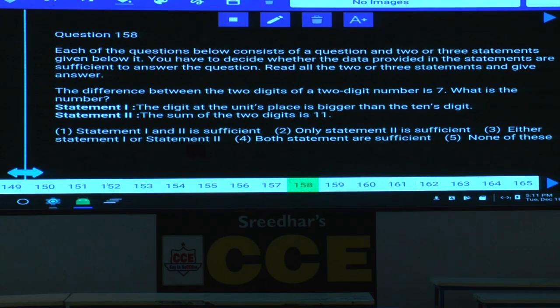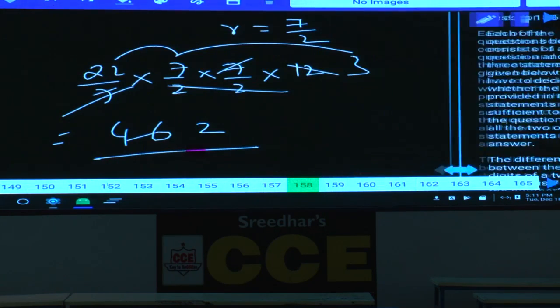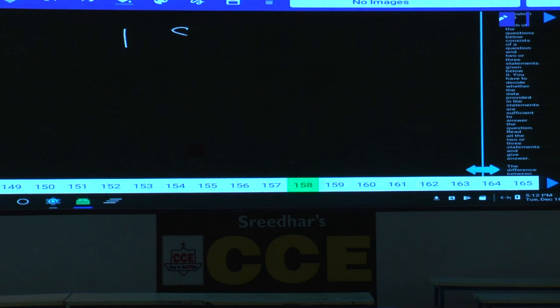Next. The difference between the 2 digits of a 2-digit number is 7. What is the number? Now, the digit at the units place is bigger than the tens digit. Will you get the answer using 1 alone? The digit at the units place is bigger than the digit at the tens place. Will you get the answer? You will have 18 combination, 29 also.